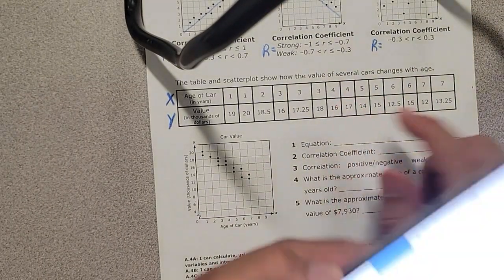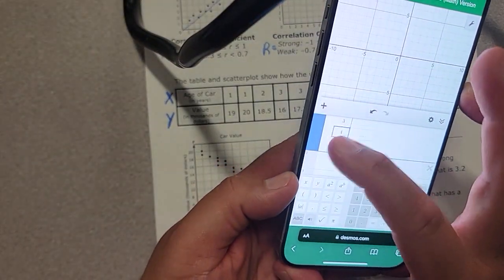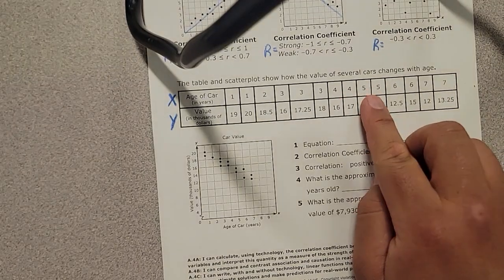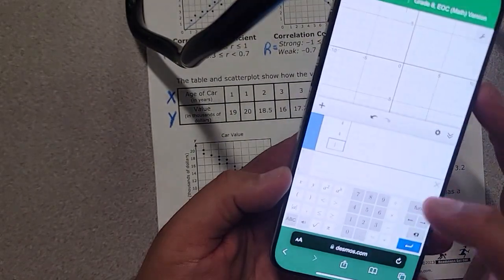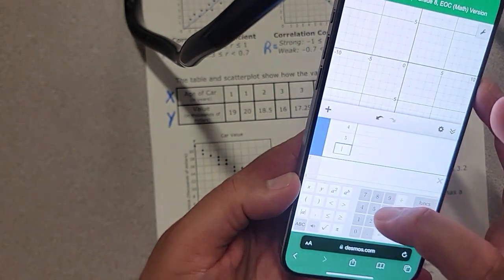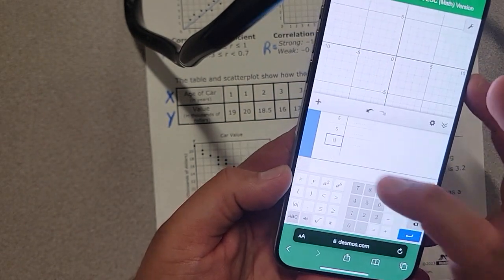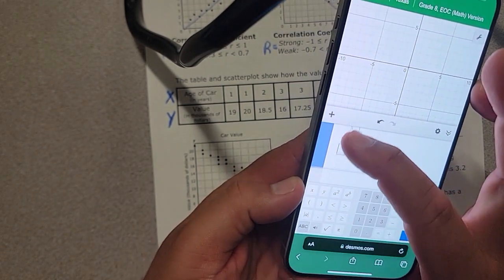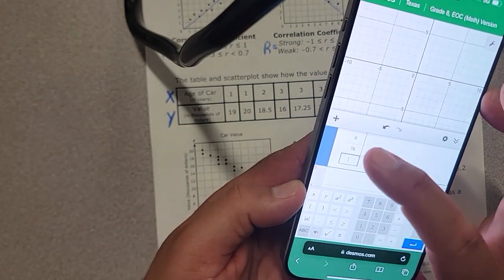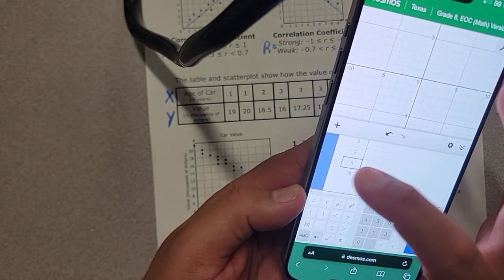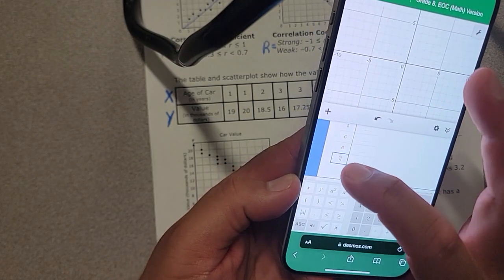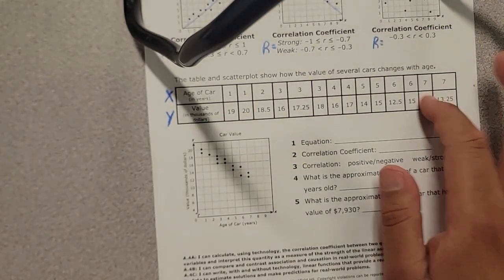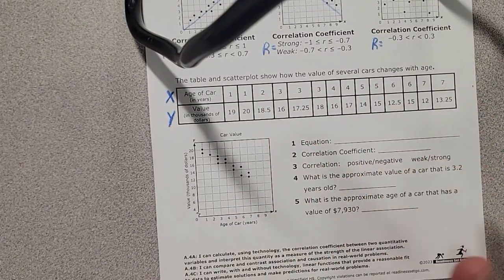How many 4s we got? We got 2 4s, 4, 4, and 2 5s, and then 2 6s, and then 2 7s. All right, so we're going to type that in.